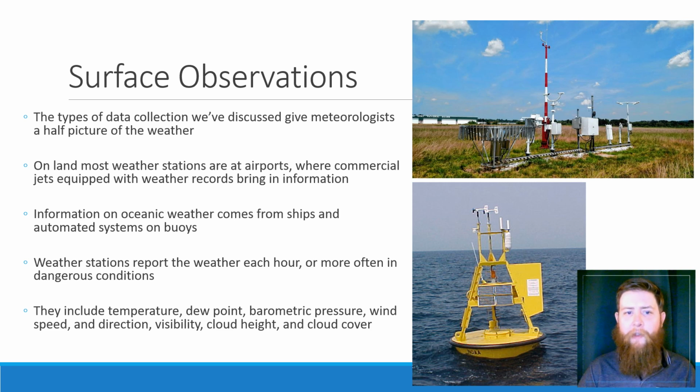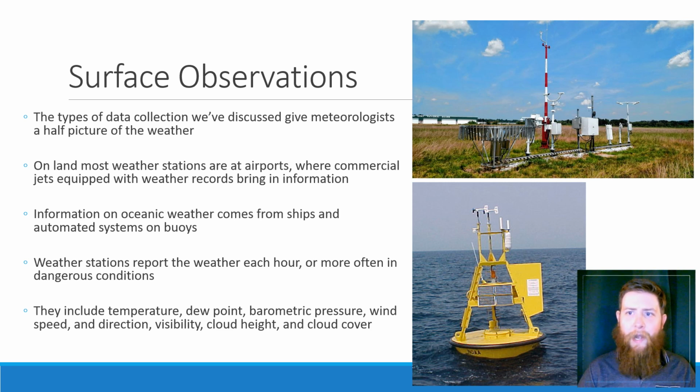And these report the weather each hour, or they can be programmed to, in dangerous conditions, give the weather more often so we can have a better picture, a better real-time view of what's going on in that local area. These surface observations usually include temperature, dew point, barometric pressure, wind speed, and the direction of the wind, the visibility at the site, cloud height, and cloud cover. So that's a lot of information.